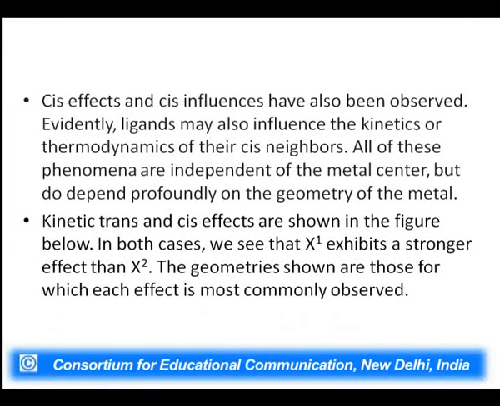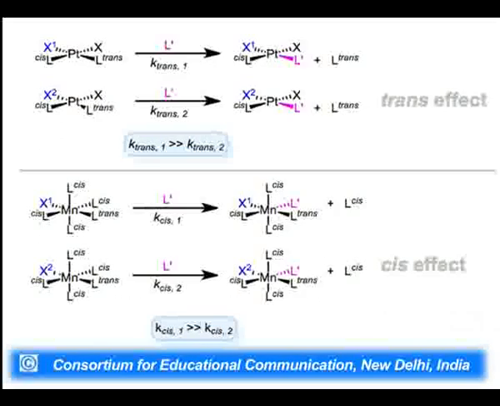So, regarding kinetic trans and cis effects, for example, in this case the trans effect of one complex is higher than this. The cis effect is generally observed in octahedral complexes, where the ligand that is cis to the ligand to be substituted has the cis effect. So, they help influence the substitution of the ligand that is present cis to them.